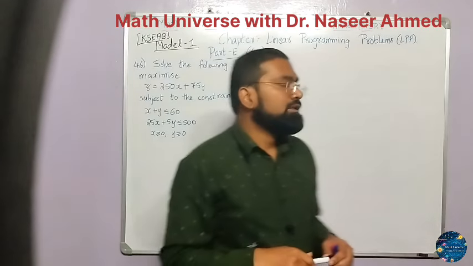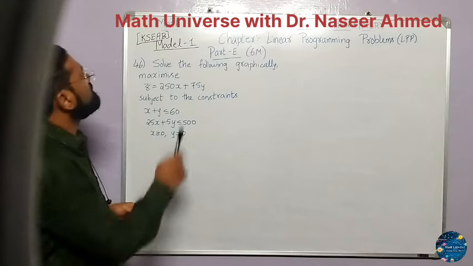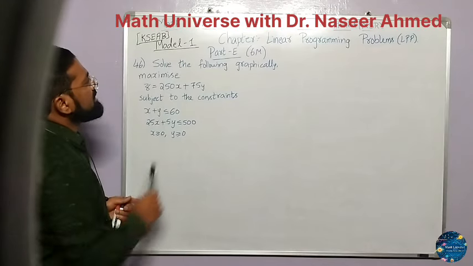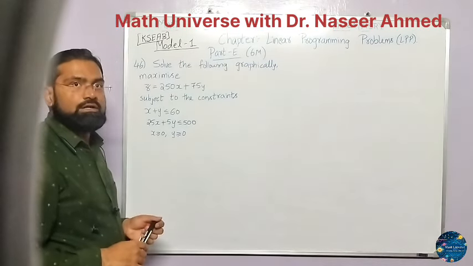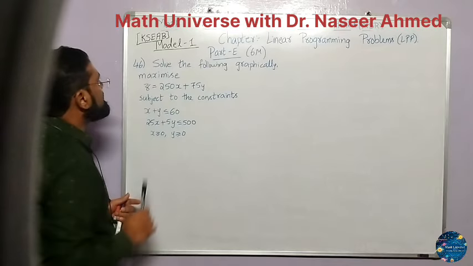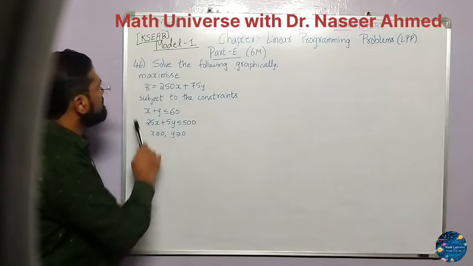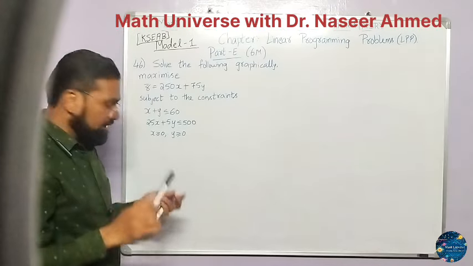So let us take the first problem, question number 46 from model paper number 1. The question says solve the following graphically. As you are aware, a graph sheet will be provided to you in the annual board examination. They said maximize, and there are some terms given here. Let us try to understand them one by one.